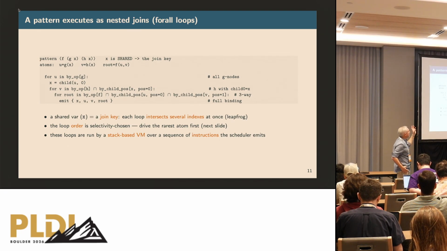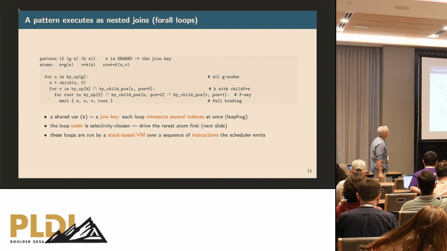Every shared variable between those atomic patterns becomes a join key. That's the standard egglog thing. So in practice, it's not a loop like that. Every pattern gets compiled into a sequence of instructions that gets executed by a VM.